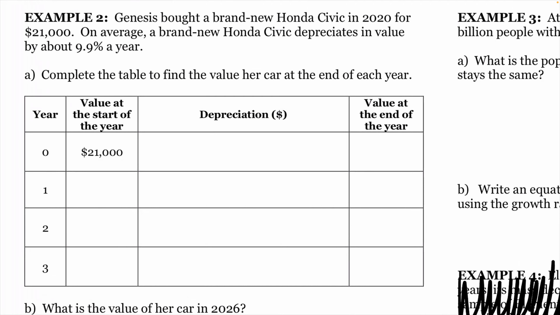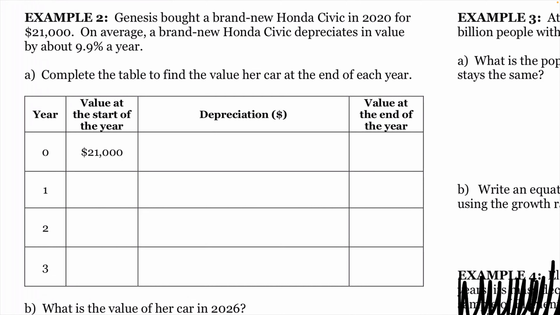Genesis buys a Honda Civic, brand new Honda Civic. Honda Civics are probably one of the most popular cars out there. For $21,000. That's how much she spent in 2020. That's a lot of money, especially in 2020. If I wanted to buy the same car today, it would probably cost you closer to $30,000 just because all prices have gone up. On average, a brand new Honda Civic depreciates in value by about 9.9%.